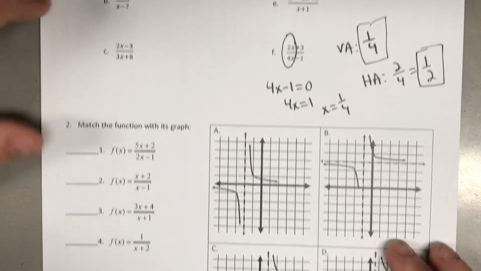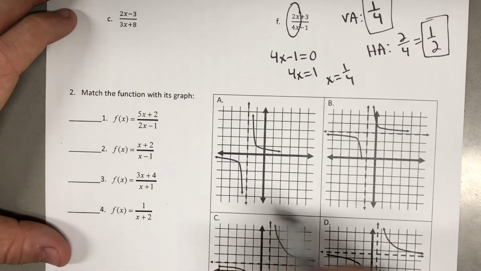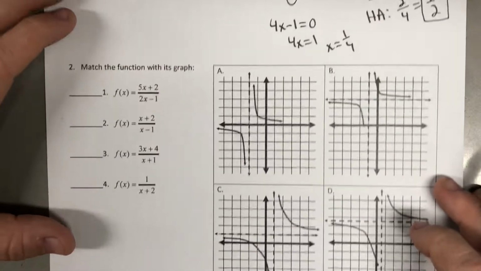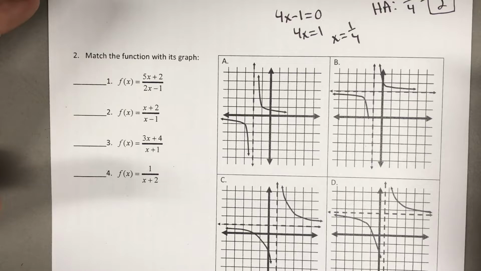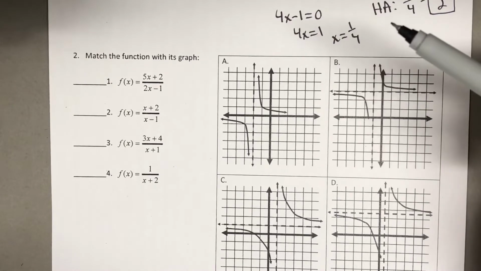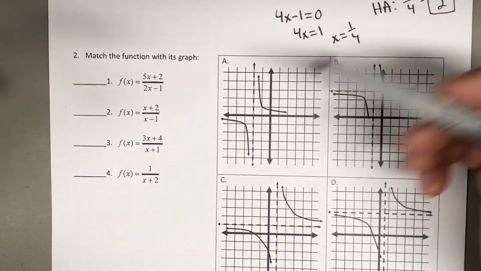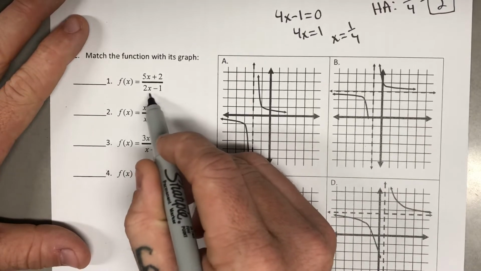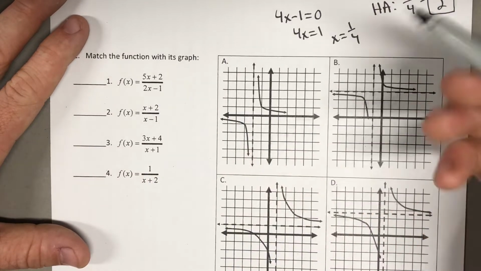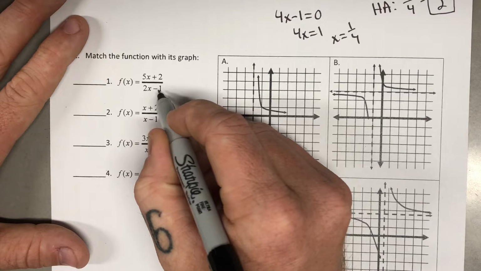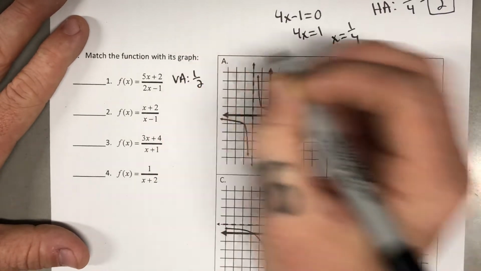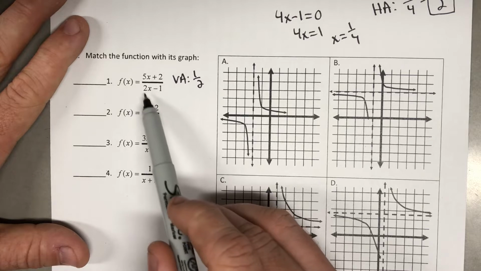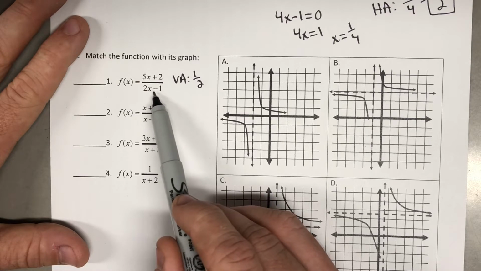All right, for number 2, we're matching the function with its graph. So remember that an asymptote is like these dashed lines that the graph gets really close to but doesn't actually touch. One of the things you could do is just start with the vertical asymptote, which is the bottom. So set the bottom equal to 0 and solve and see where that line's at. So our vertical asymptote for this one is going to be a positive 1/2. And I did this just by mentally setting this equal to 0 and solving.